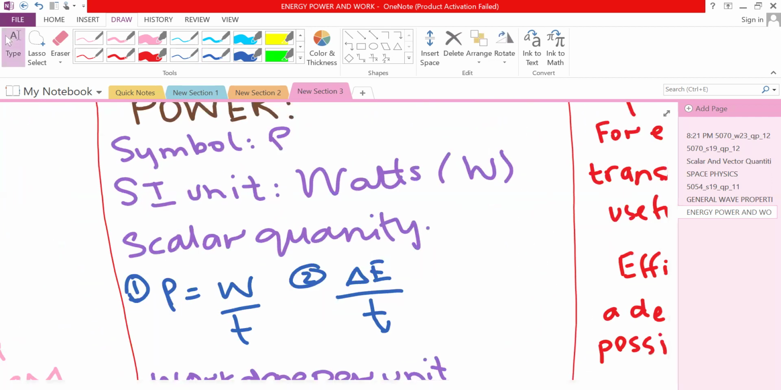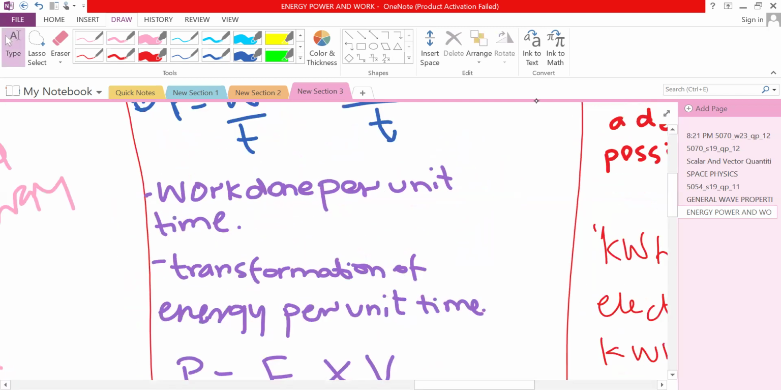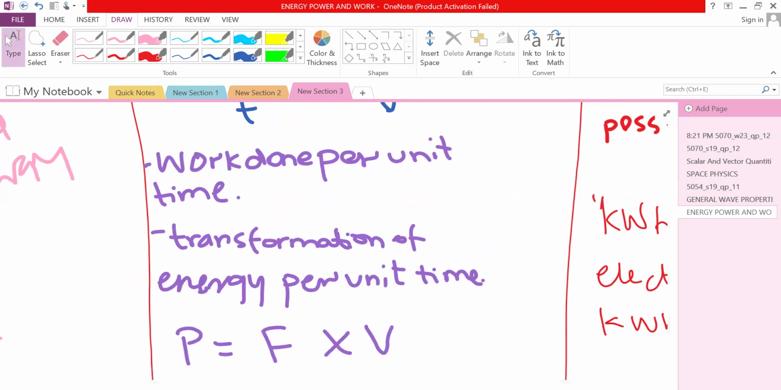Then power. The symbol of power is P. The SI unit is watts, W in short form. Power is also a scalar quantity. There are two formulas of power. Number 1, P equals W, work, divided by time, or delta energy divided by time. Power is work done per unit time or transformation of energy per unit time.